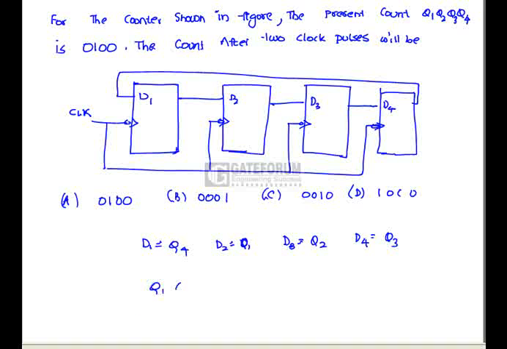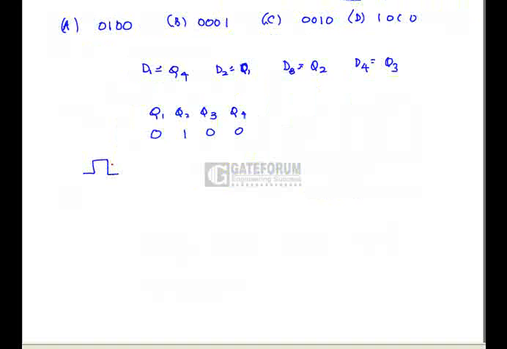We know that Q1, Q2, Q3, Q4 are initially 0, 1, 0, 0. After giving 1 clock pulse, Q4 is shifted to D1. It means D1 equals Q1, we know. So this is 0, and Q1 is shifted to D2, that is Q2. Here it is shifted to 0, here shifted to 1, here shifted to 0.